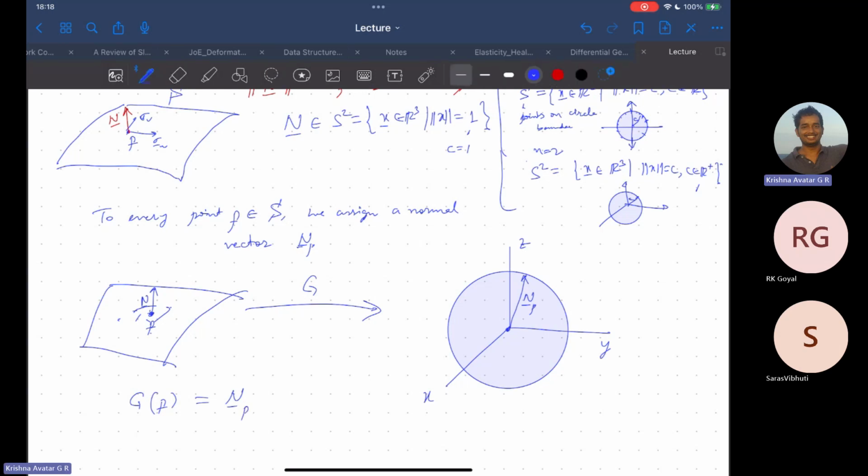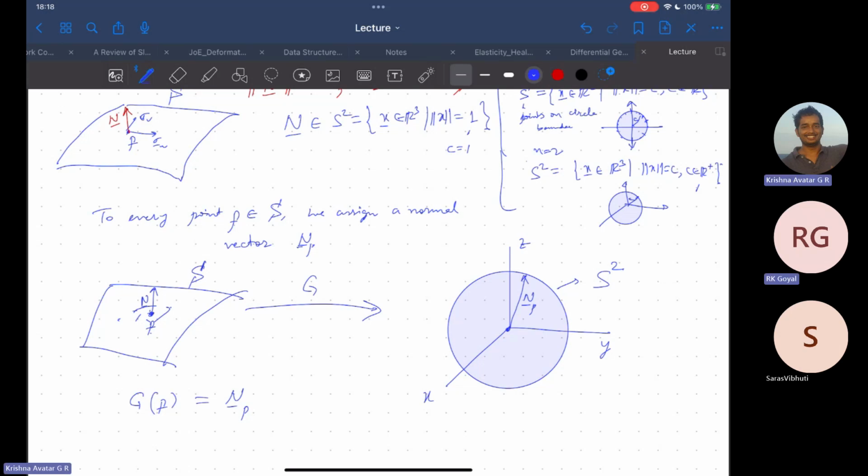We just want to somewhat systematize the normal vector. What do we mean by normal vector? So this is S2, which means sphere in three dimensions, and this is just the surface S.